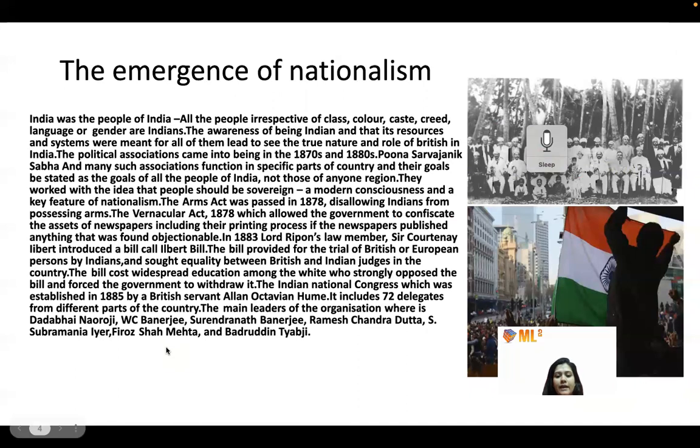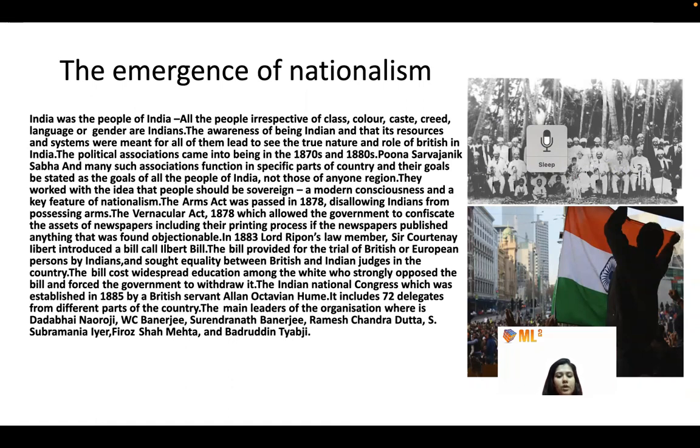Now, the Arms Act was passed in this time, in 1878, disallowing Indians from possessing arms. The Vernacular Act in 1878 allowed the government to confiscate the assets of newspapers, including their printing process, if the newspapers published anything that was found objectionable.